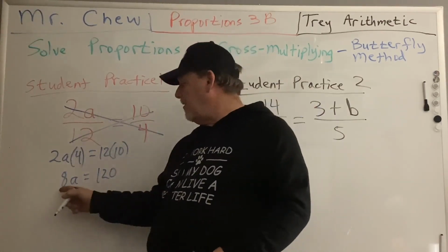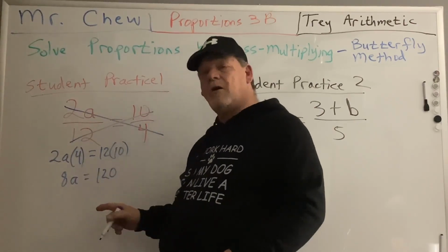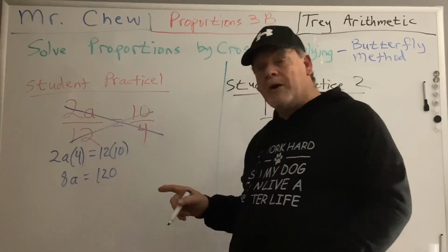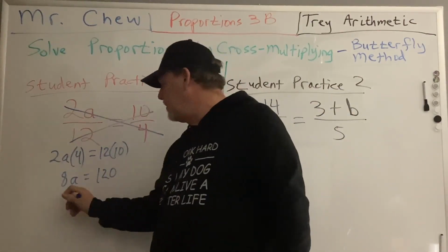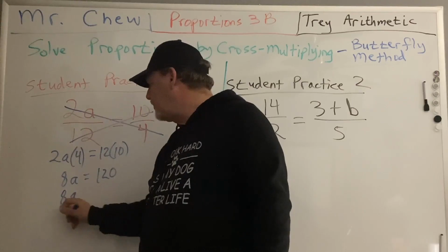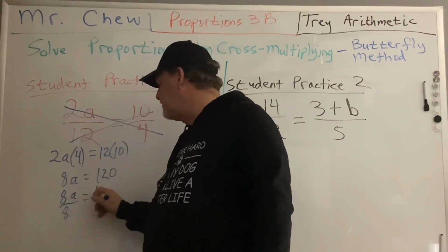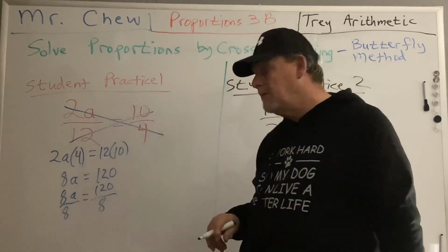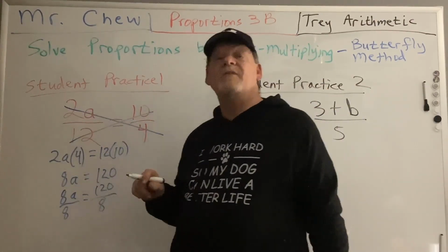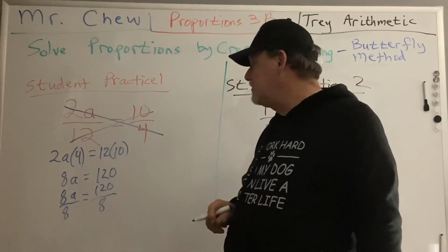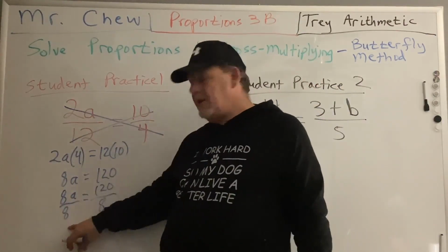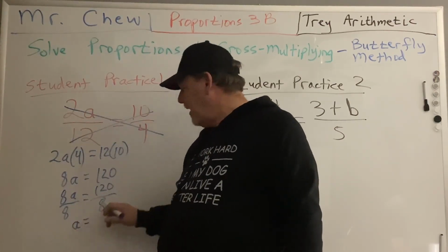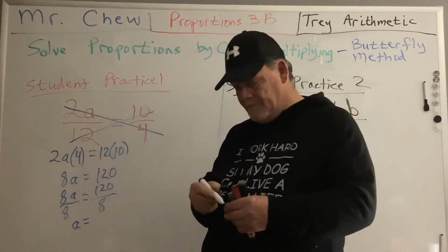Anytime I have a coefficient times a variable equaling a number, I can solve that by doing the inverse operation of multiplying by 8. So the inverse of multiplying by 8 is divide by 8. But I have to divide both sides. That's called the division property of equality when you're writing all the reasons down for that. So 8 over 8 is 1. 1 times a is a. And 120 divided by 8.